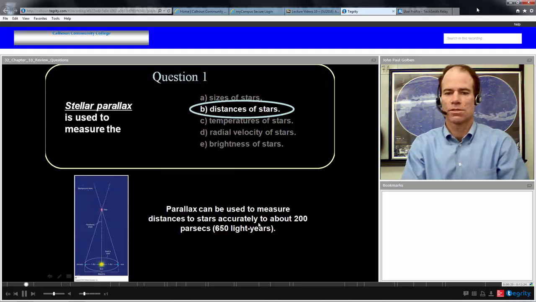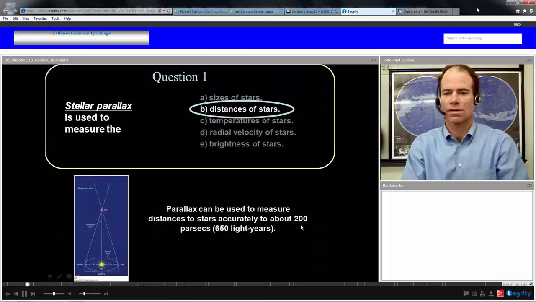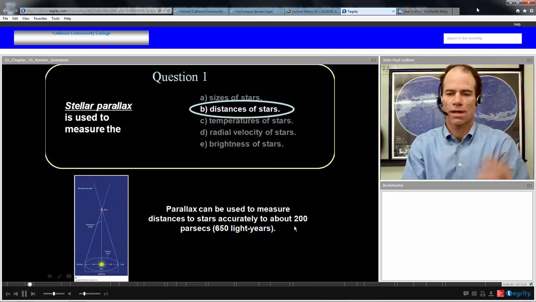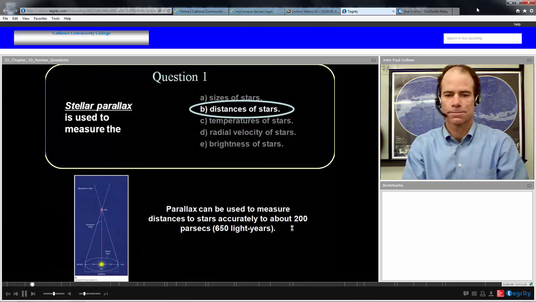Parallax can be used to measure distances to stars accurately to about 200 parsecs, or multiply that by 3.25, 650 light years.